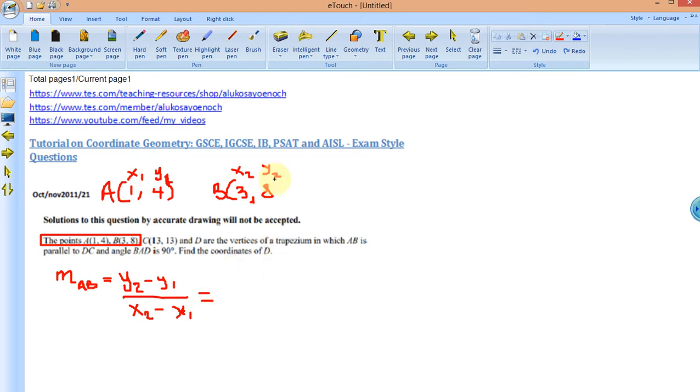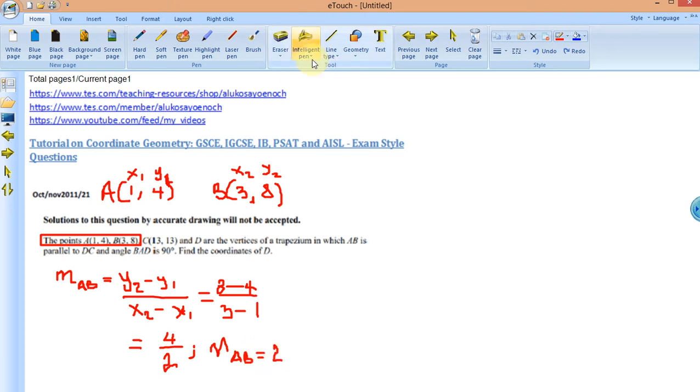So change in y divided by change in x, that is 8 minus 4 divided by 3 minus 1. Then that will be what? That's 4 over 2. So in conclusion, the gradient of line AB is 2.